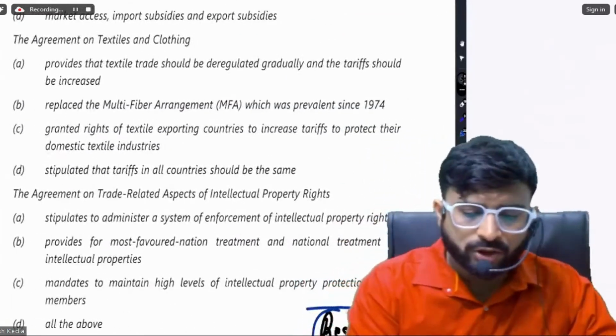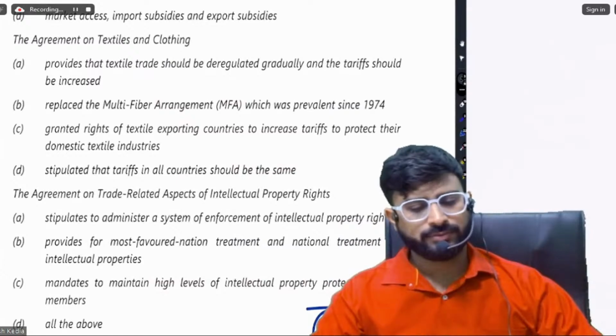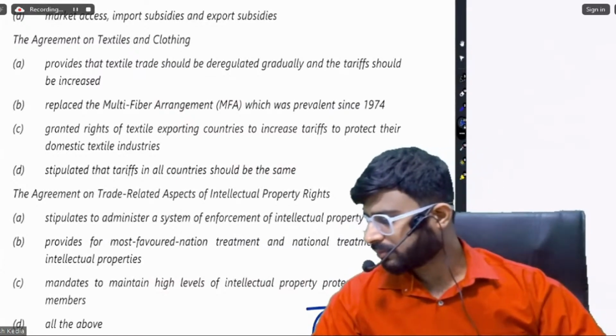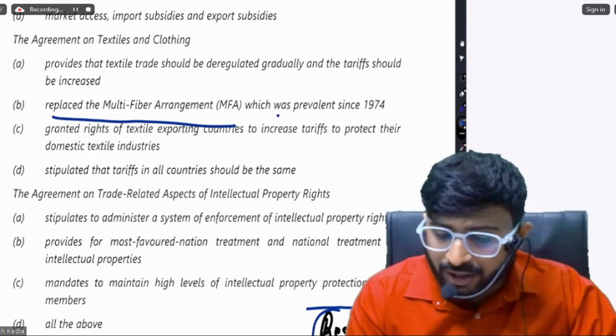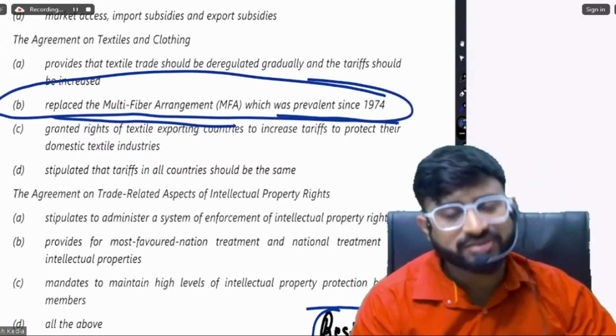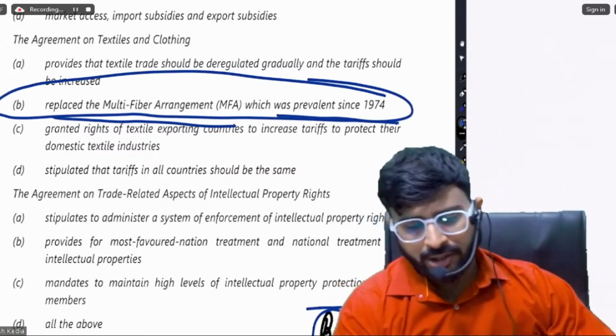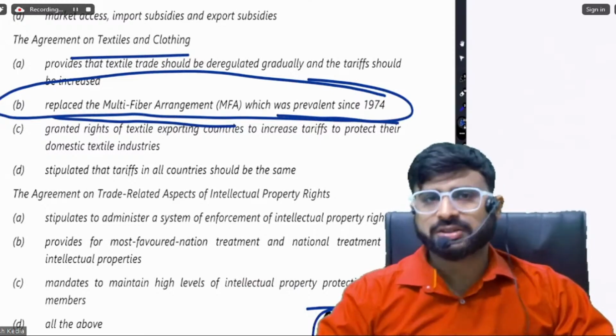What is this saying? Agreement on textile and clothing. Textile and clothing. It replaced the multi-fiber agreement which was prevalent in 74. Yes, we have discussed this. Textile and clothing agreement we have discussed.